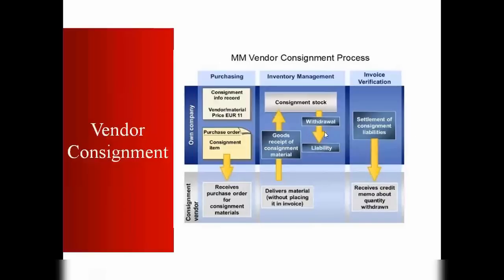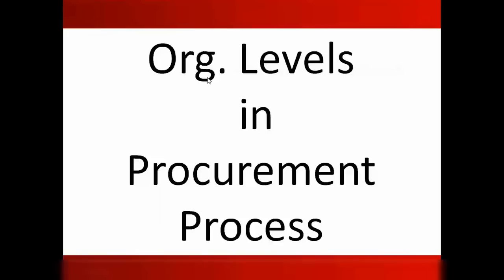Again, whatever quantity is left, say 90 pieces, the vendor is still responsible, or the owner, of those pieces. Whatever we have consumed, if we have taken 10 pieces, those 10 pieces will be added to my inventory, and finally for whatever we have consumed, we'll create an invoice and pay the vendor for that. Okay, so that's your consignment process, or vendor consignment.